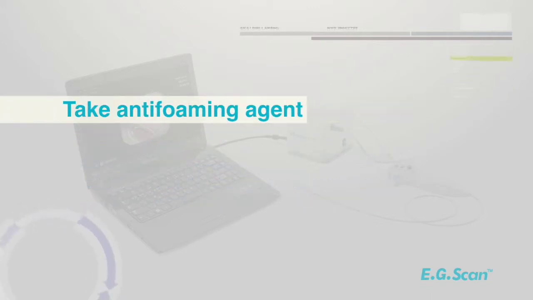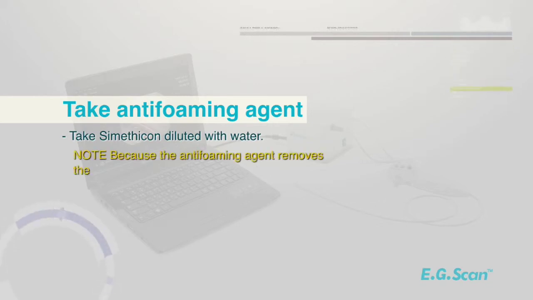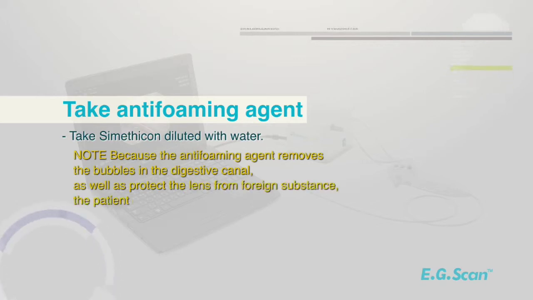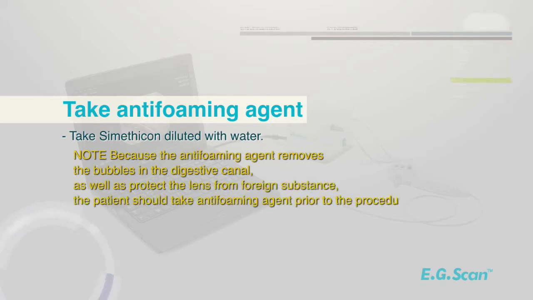Take anti-foaming agent. Take simethicone diluted with water. Note: because the anti-foaming agent removes the bubbles in the digestive canal, as well as protect the lens from foreign substance, the patient should take anti-foaming agent prior to the procedure.